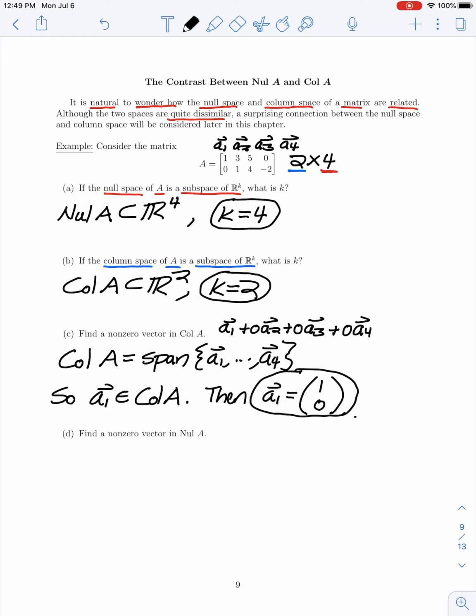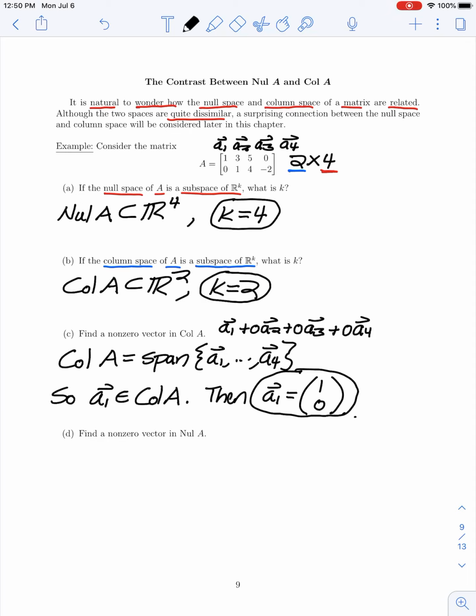Now in a similar way, we could have chosen any of the 4 column vectors of A as a representative of the column space, or any non-zero linear combination of those column vectors would also be an example of a non-zero vector in that column space.